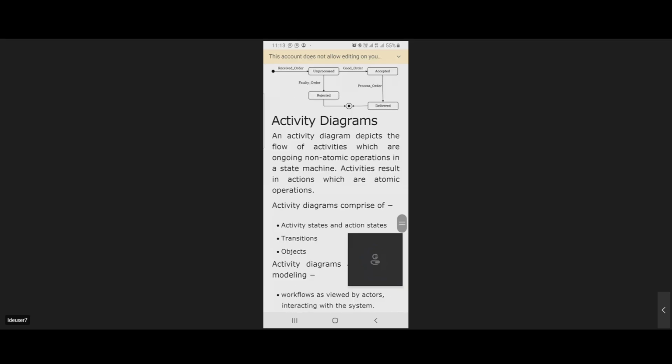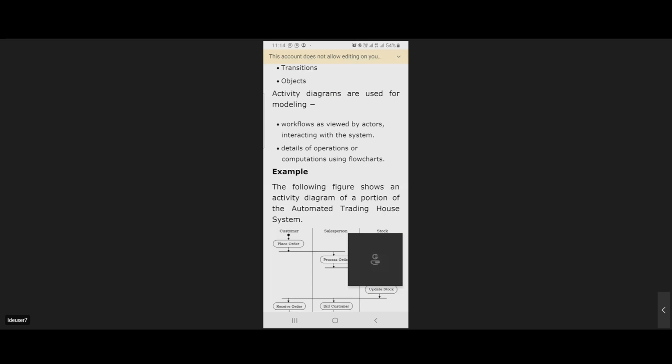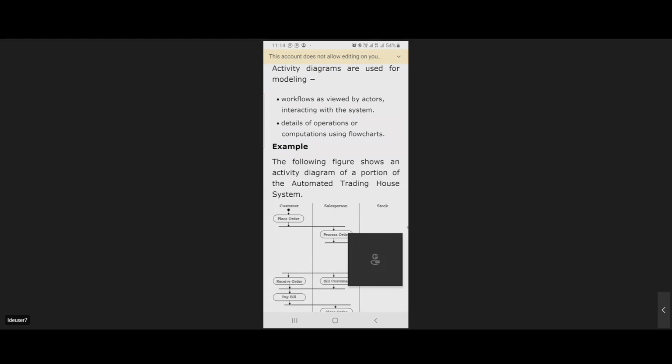So it depicts the flow of activities, which are ongoing non-atomic operations in a state machine. Activities result in actions, which are atomic operations. The diagram comprises activity states and action states, transitions, and finally objects, which are used for modeling of flows as viewed by actors interacting with the system. Details of operations are computed using flowcharts.